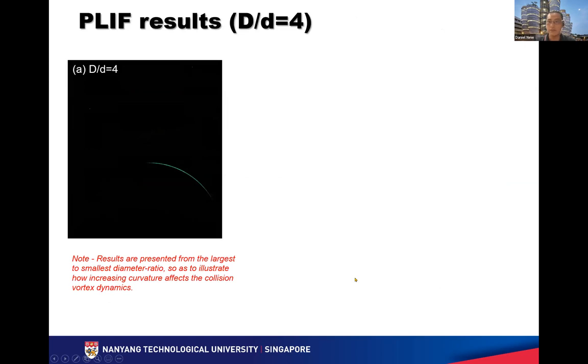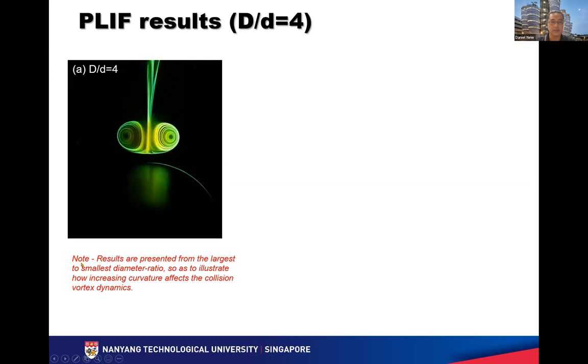Now let's move on to vortex ring colliding with round cylinders. In this case, the results will be presented from the largest to smallest cylinder, to better illustrate how the collision flow dynamics evolve as the curvature gets increasingly larger. So here you go. This is a vortex ring colliding with the largest cylinder here, the 80 mm cylinder. And this is what it looks like.